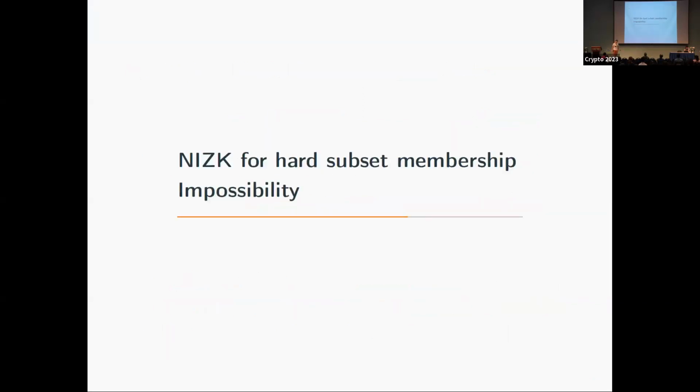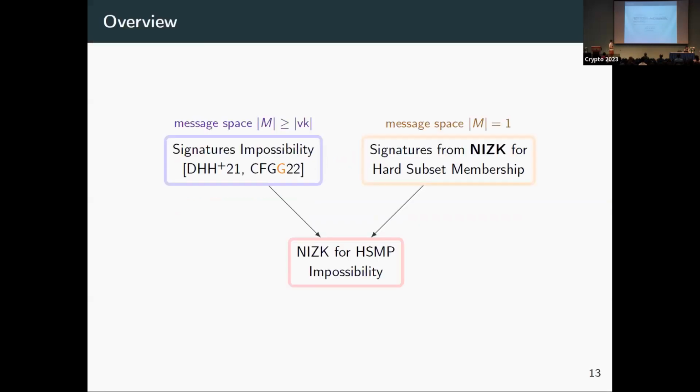The second result instead is the impossibility of NISIC for hard subset membership languages. The general strategy in this case is slightly different. Instead of reducing to vector commitments, we reduce to a different primitive, signatures. And in particular, again, we use the fact that signatures are known to be impossible in the Maurer generic group model.